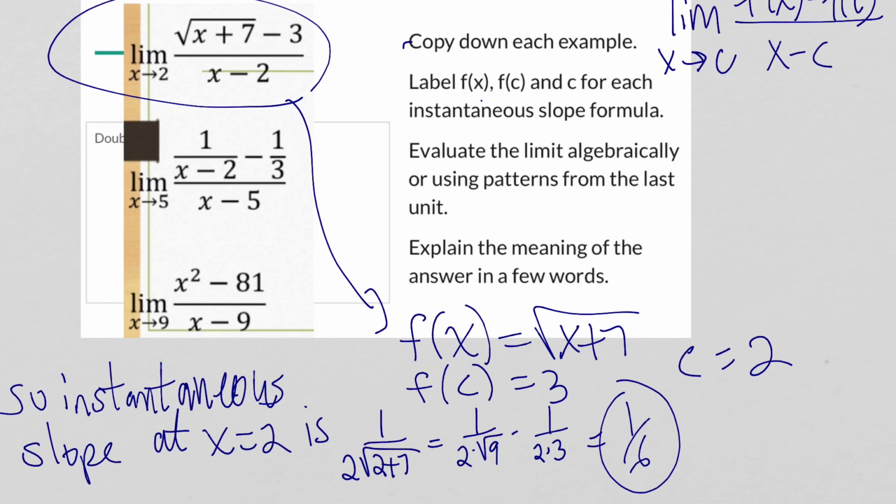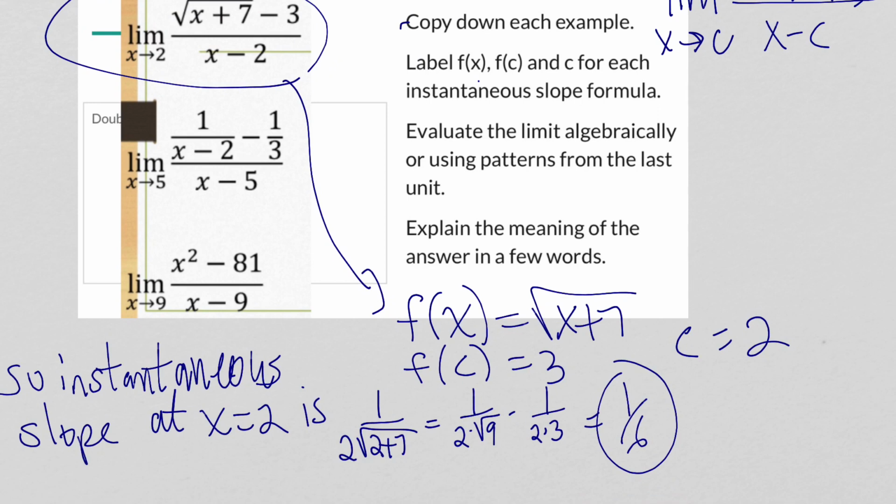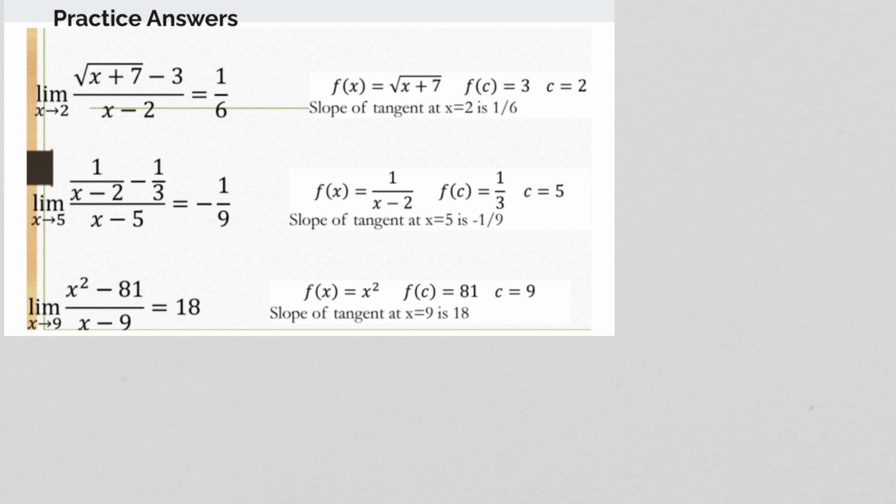You go ahead and try these other 2 examples here. On the next slide, it gives you the answer. So hopefully you got the second one right there. The slope of the tangent line at x equals 5 is negative 1/9. And these are your 3: f of x, f of c, and c. And the same thing for this bottom one.